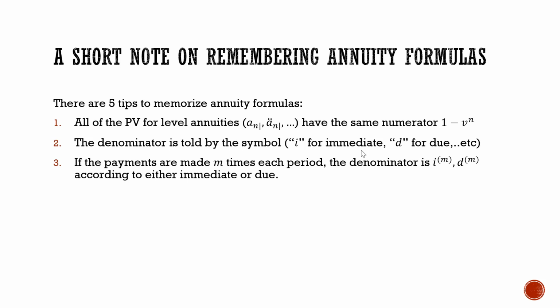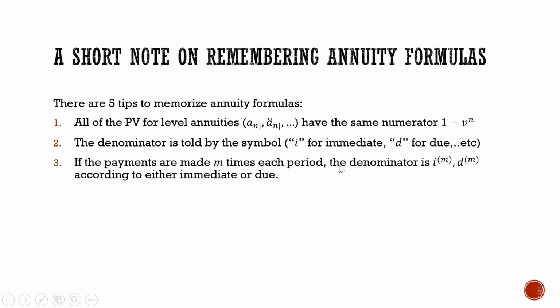If the payments are made m times per period, the denominator is i to the top script m or d to the top script m. Remember, this is a nominal rate of interest. So the nominal rate of interest or the discount rate is basically the nominal rate of interest, and the nominal rate of discount is basically the interest compounded m times a year. So it's applied for the annuity with m times payment in each period.